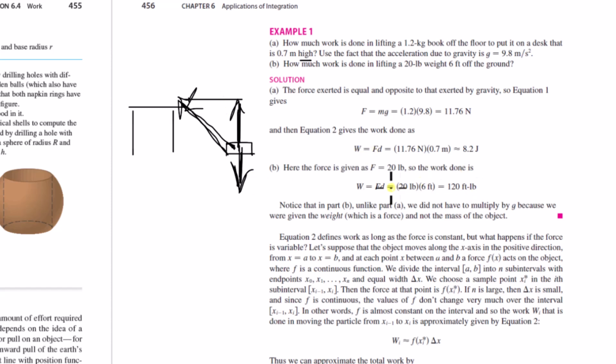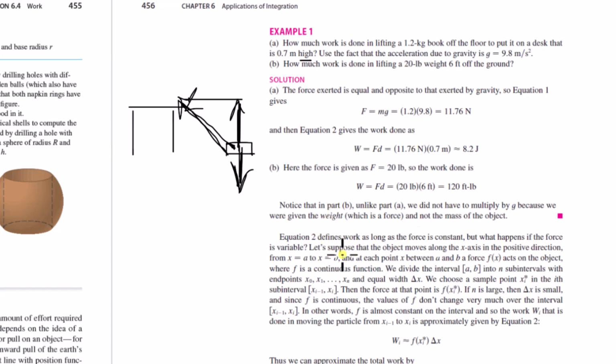And that's it. And then part B, it says how much work was done in lifting a 20-pound weight 6 feet off the ground. Well, now it gives us the weight. We don't have to multiply 20 times 9.8 because it gives us the weight already.